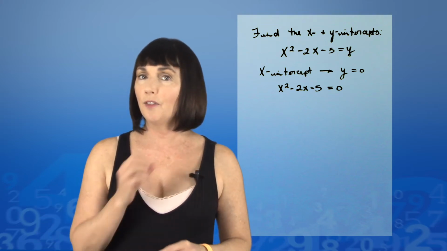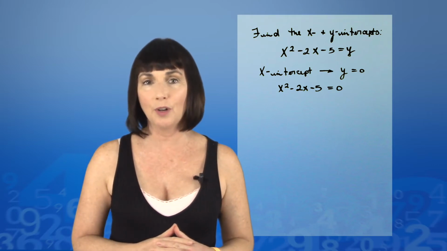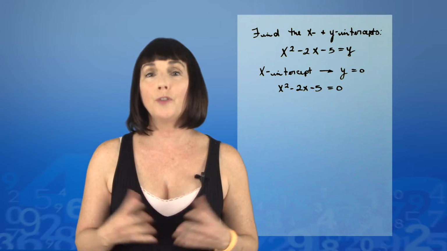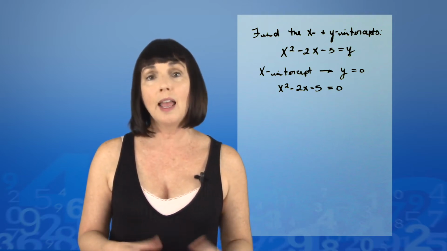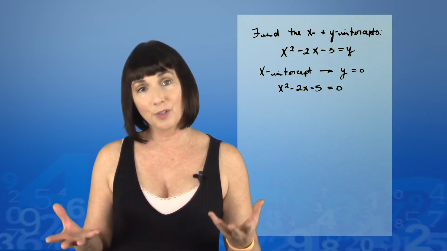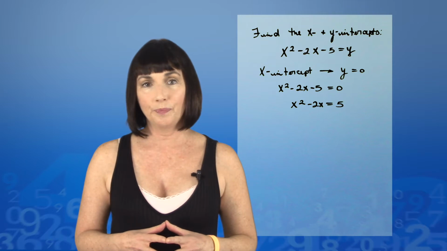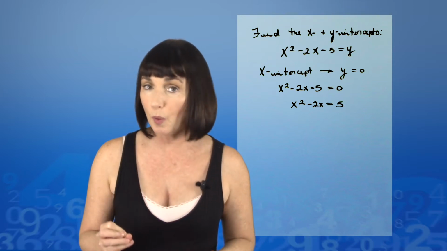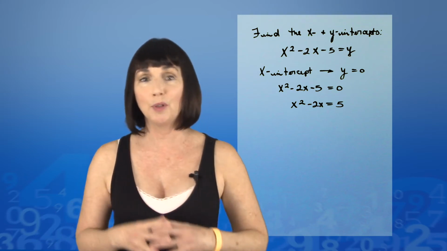Now, I'd like to factor this to find the values of x that will make this equation 0. And I'm going to use completing the square to do that. So the first step in completing the square is to isolate the variable terms on one side and the constant term on the other. So rearranging, I get x squared minus 2x equals 5. Now the next step is to make sure that a, the coefficient of our x squared term, is equal to 1. And in this case, it is. So we can move on.